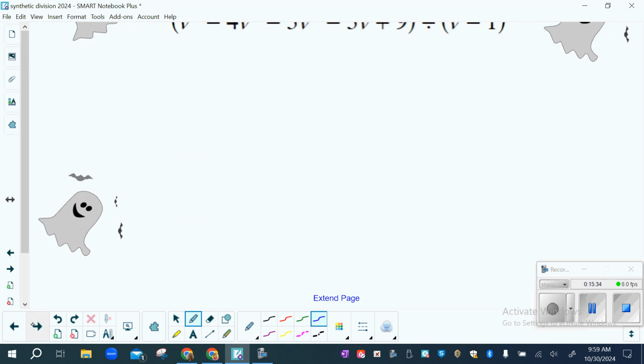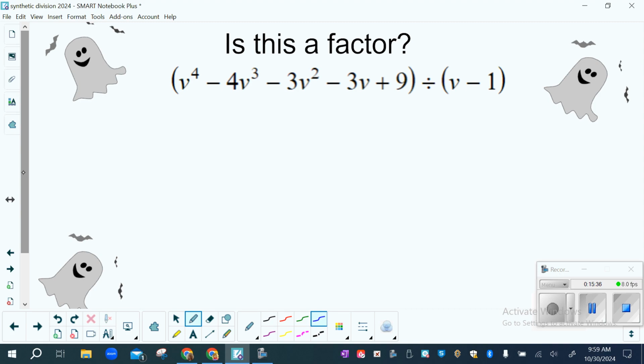All I'm going to ask you is this question right here. Is it a factor? Yes or no? So I'm going to walk around. I would like you to write a big yes or a big no on your board. How do you figure it out? You see what your remainder is. If your remainder is 0, happy face, yes. If your remainder is 7, sad face, no.